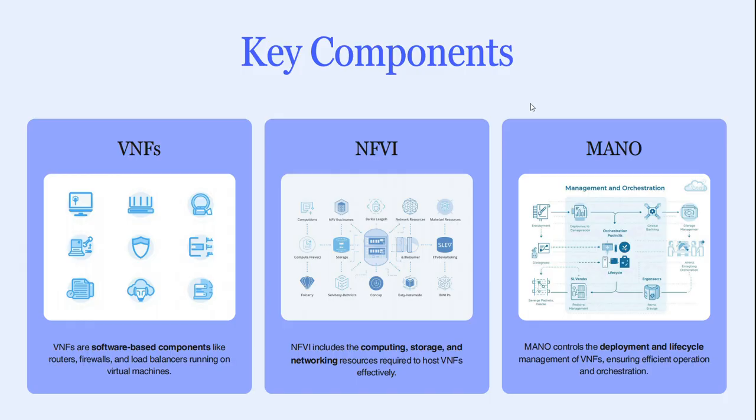These are the three components of an NFV system. First, VNFs. These are the virtualized network functions such as virtual routers or virtual firewalls. Second, the NFV infrastructure, which is a combination of physical servers, storage, networking, and the virtualization layer. And third, the MANO framework, which is defined by ETSI. MANO handles orchestration, automation, and management of all VNFs and resources.